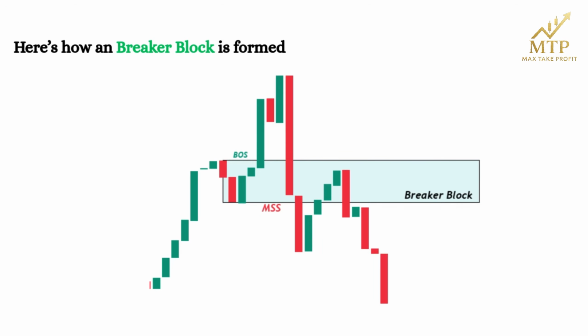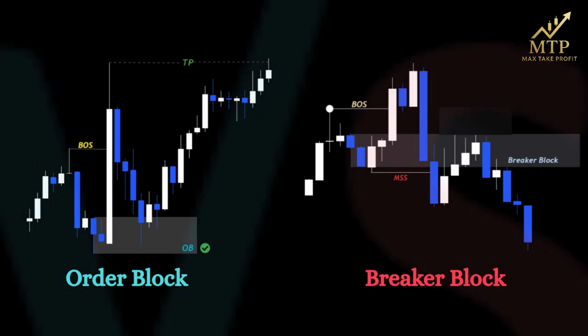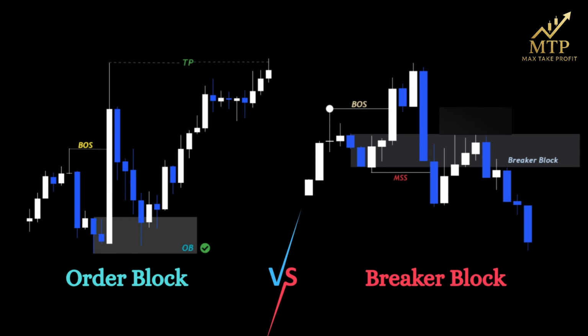Now that we've seen how a breaker block looks on a real chart, let's take a moment to compare it with a regular order block, because understanding the difference between the two will make everything much clearer. By looking at both setups, we can easily conclude that a breaker block is simply an order block that failed, but later became a key zone for the opposite move.